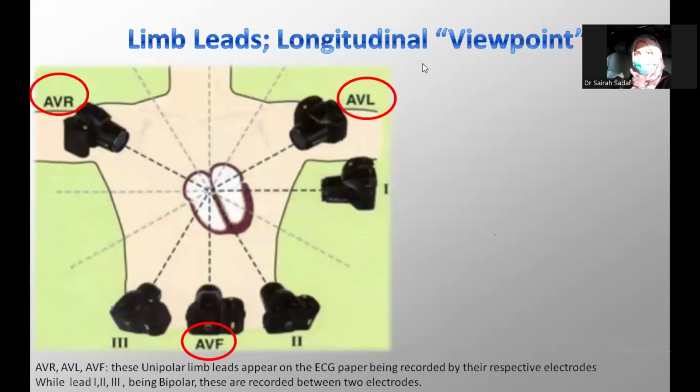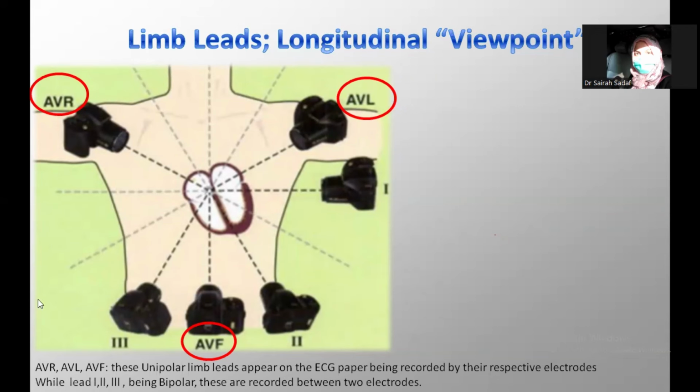Now, what is this? Limb leads give you a longitudinal viewpoint of the heart. They are looking at the heart from the sides. A simplified version of it is just to make you understand. The limb leads are reflecting the electrical activity of the heart from the sides, not from the front like chest leads. So that is the difference between chest leads and limb leads.